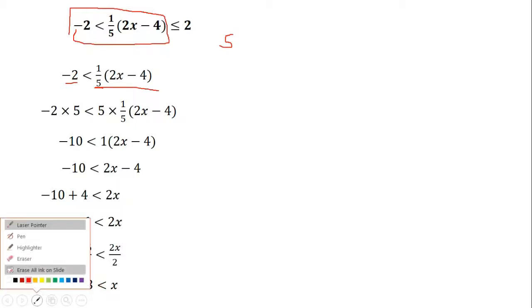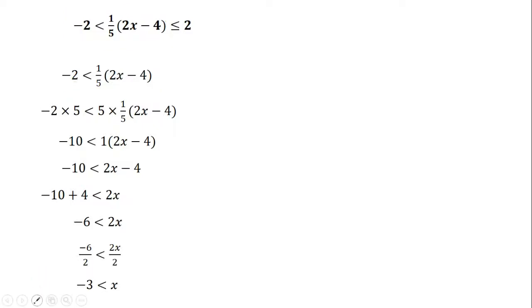Now let's move on to the second part of the inequality. So what is the second part of the inequality? It's the part that is containing the second inequality sign, which is this.